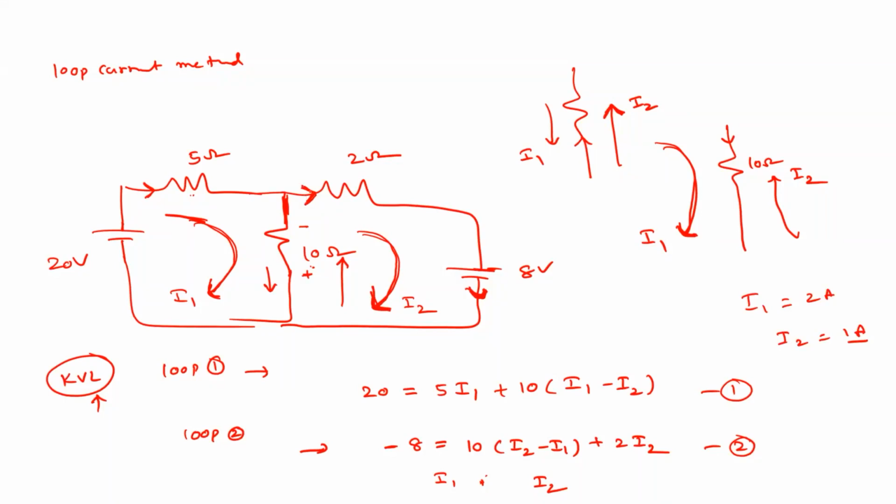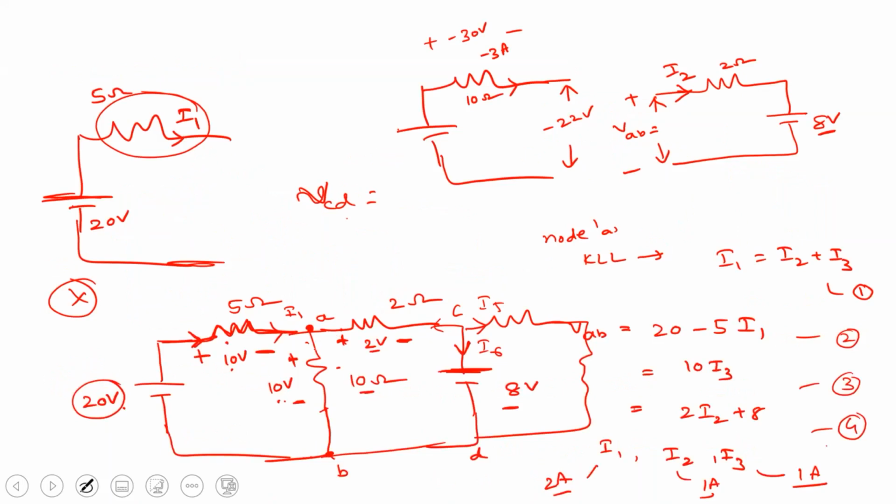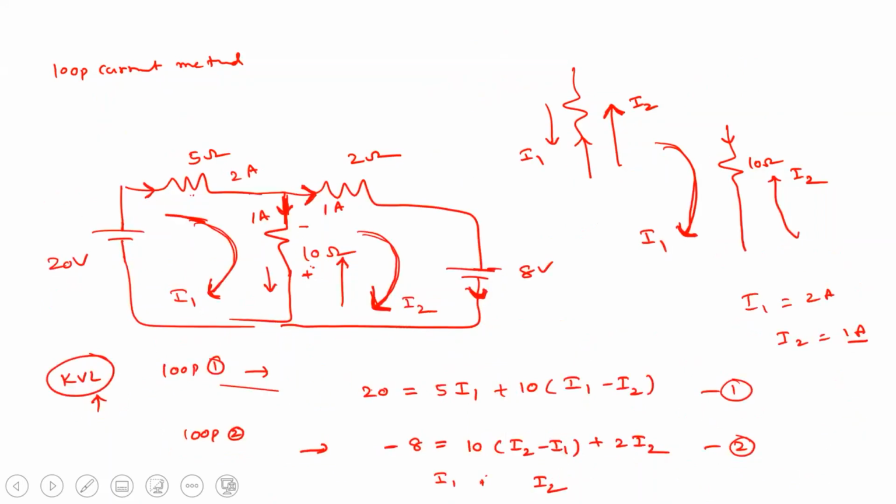So now this is 2 amperes, right? And this current is 1 ampere, right? Agree? So what is this current? 1 ampere, the same thing we obtained here. So this is 2 amperes, 1 ampere and 1 ampere. The 5 ohm resistor current is I1 and the 2 ohm resistor current is I2. So this is 2 amperes and this is 1 ampere. So obviously this will be 1 ampere.